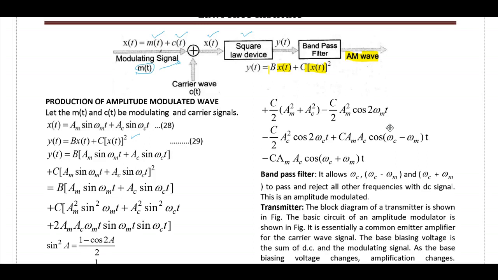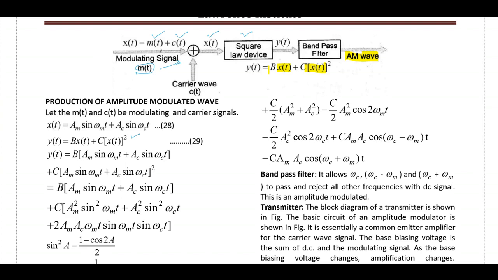And first we will go through its block diagram. Block diagram is just like this. Here we have got a signal m(t). This is an adder circuit. One input is the carrier wave, given as an input to the adder circuit, and then this is the modulating signal m(t). Now, what is the function of the adder circuit? It just adds these two signals, x(t) is equal to m(t) plus c(t).